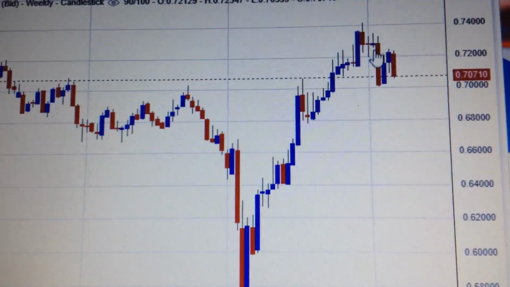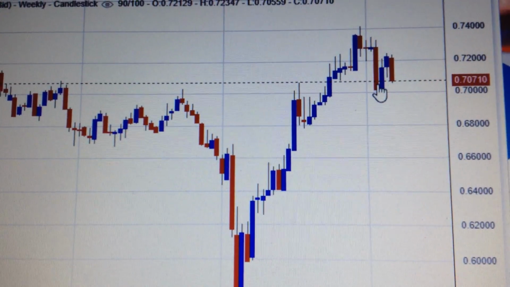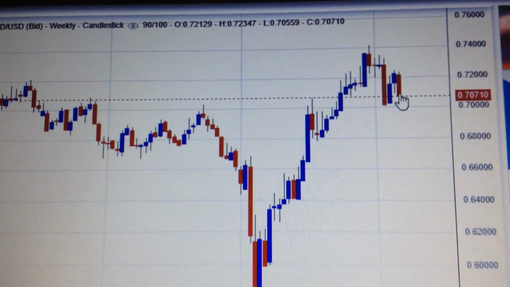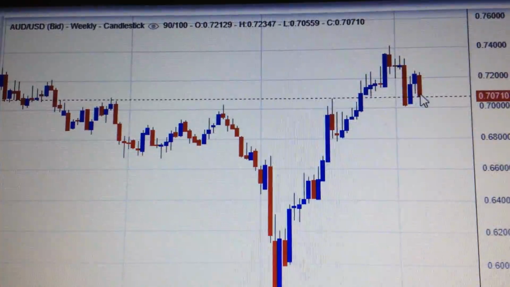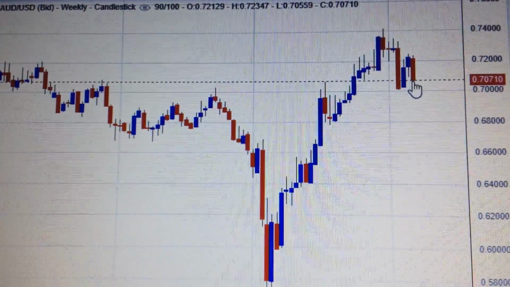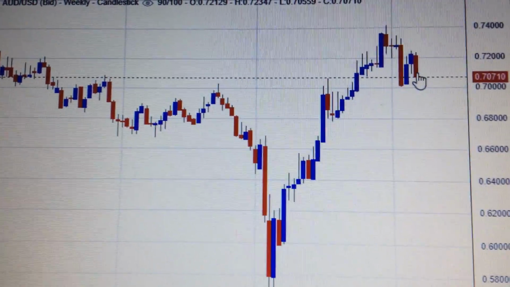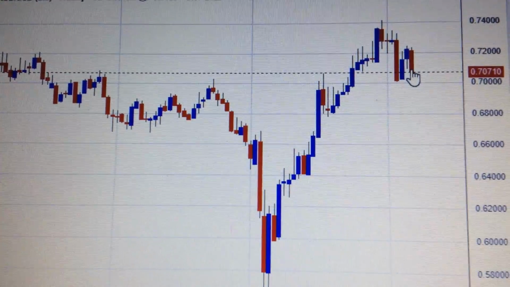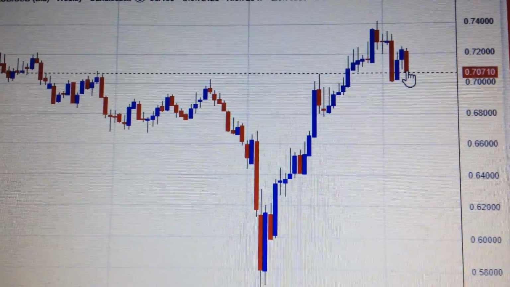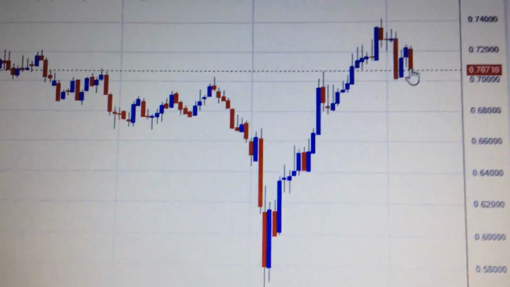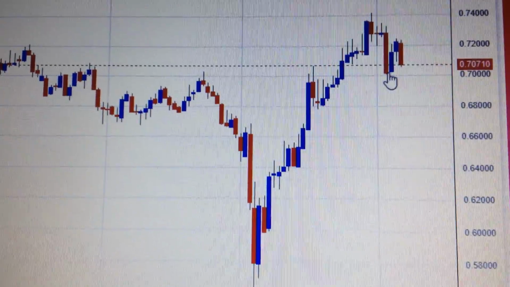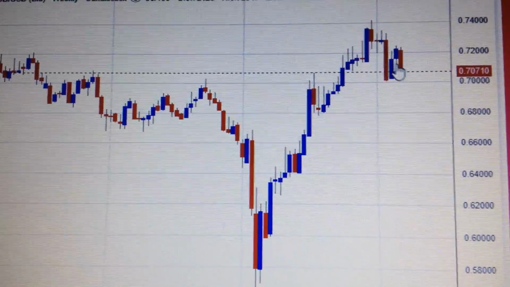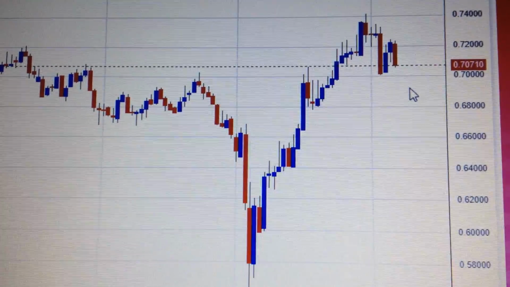Even though the red candle pierced this level, but it bounced back. But now we dropped back to test this supporting again. So it's very pivotal for the Australian dollar. If we lose this point, it will be very bearish for the Australian dollar. And if it's lower than here, then it's formed a downtrend in short term.